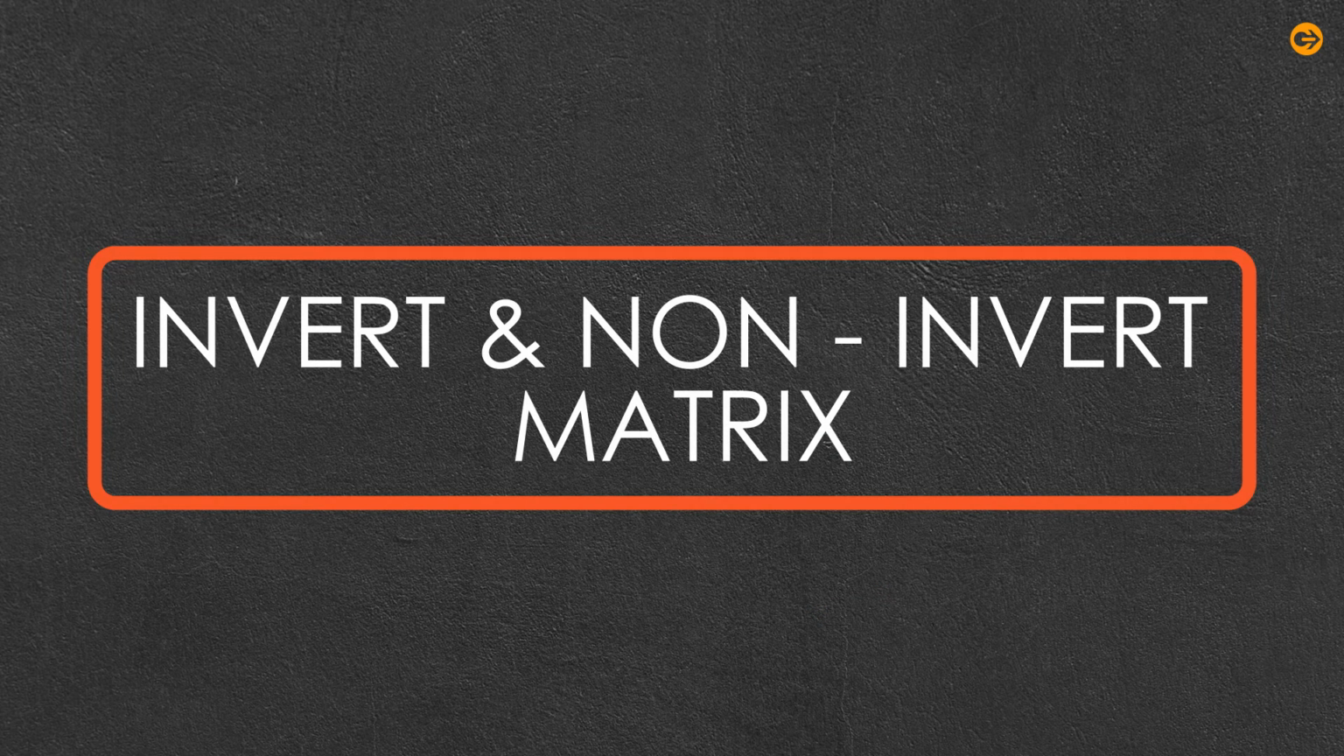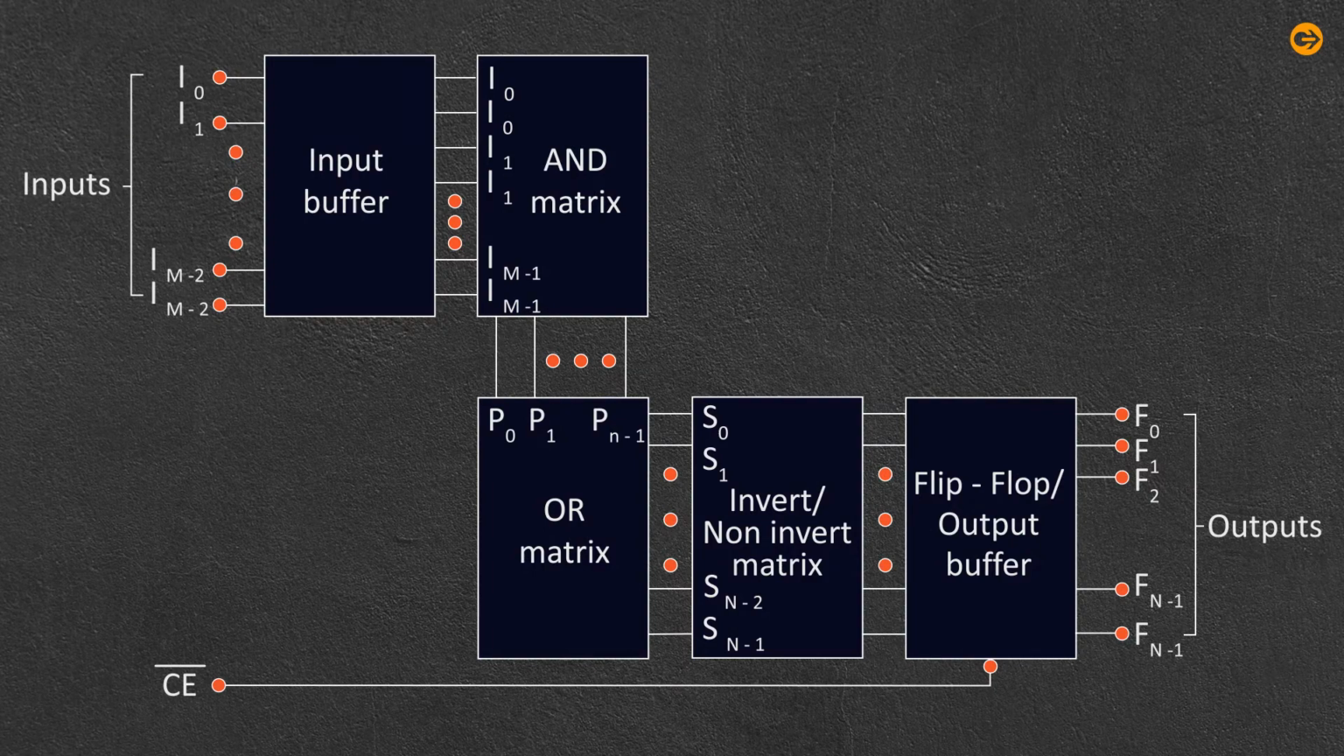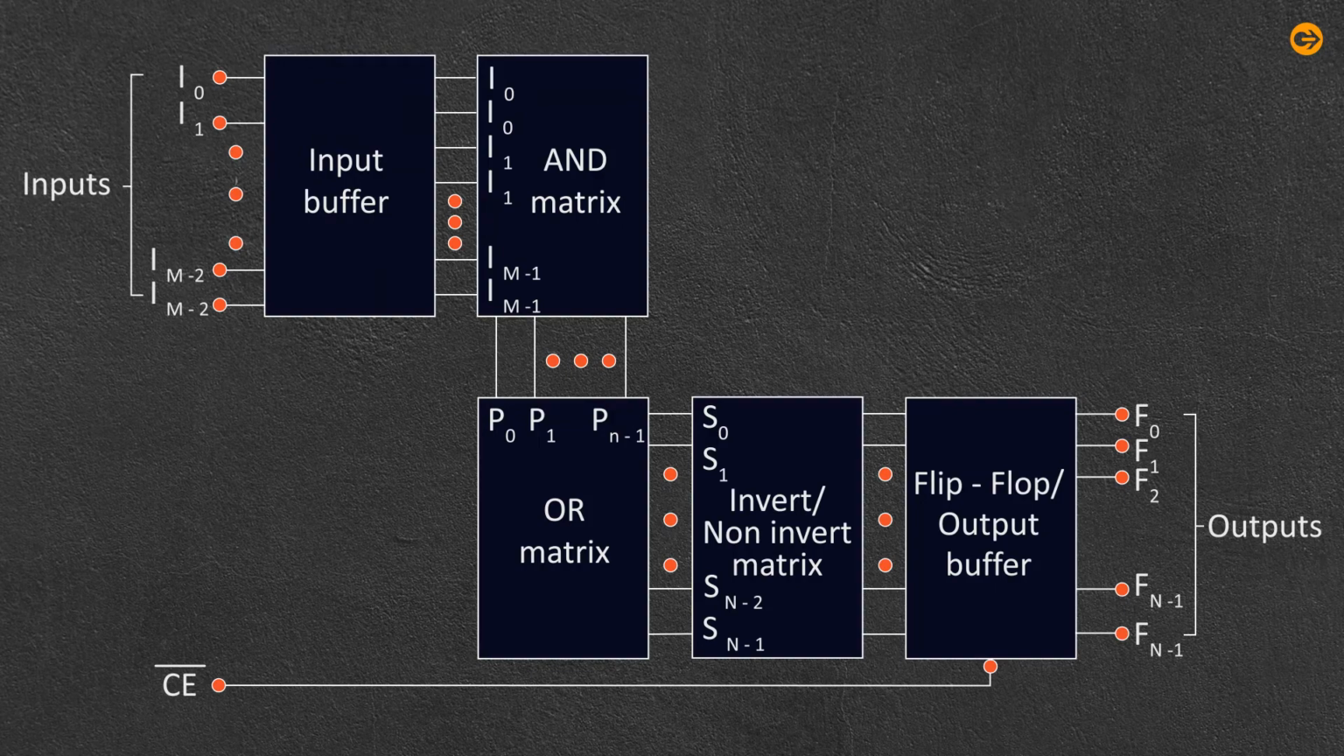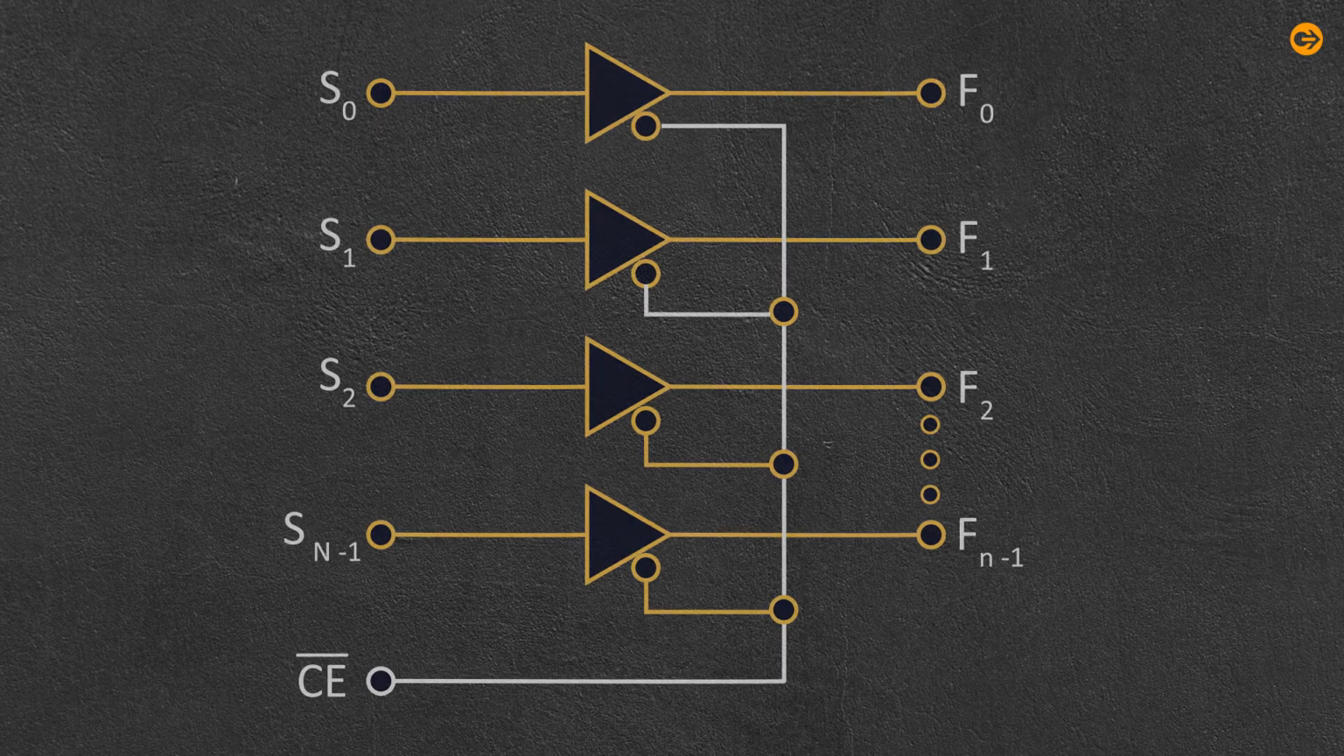Invert and non-invert matrix. This is a programmable buffer set for inverting as well as non-inverting operation corresponding to active high as well as active low outputs respectively. In case of an XOR gate, if the fuse is intact, the output is S, whereas the output is S bar if the fuse is blown off. Output buffer. Output buffers are used for improving the driving capability of the PLA. The outputs are TTL compatible. The outputs can be totem pole, open collector, or tri-state.